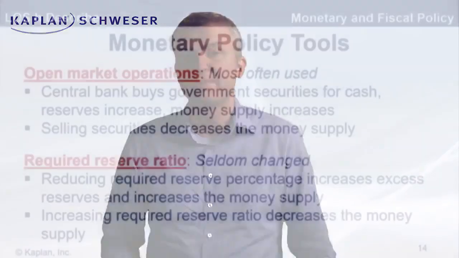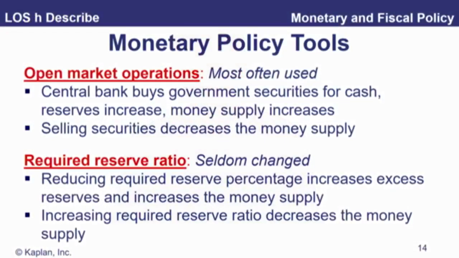So if that required reserve ratio is decreased, well, decreasing it means the bank suddenly has excess reserves. Therefore, more available to loan out. You increase the money supply via money creation, and hence it is expansionary. Increasing that required reserve ratio, however, will actually decrease the money supply.